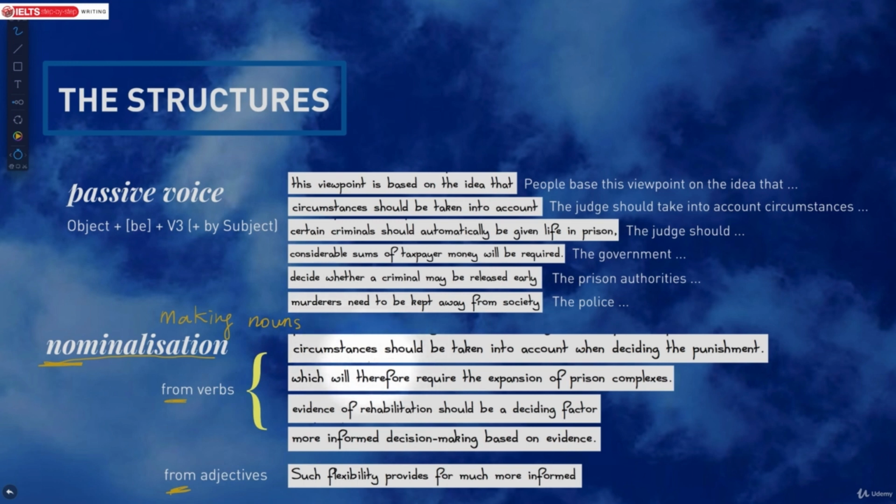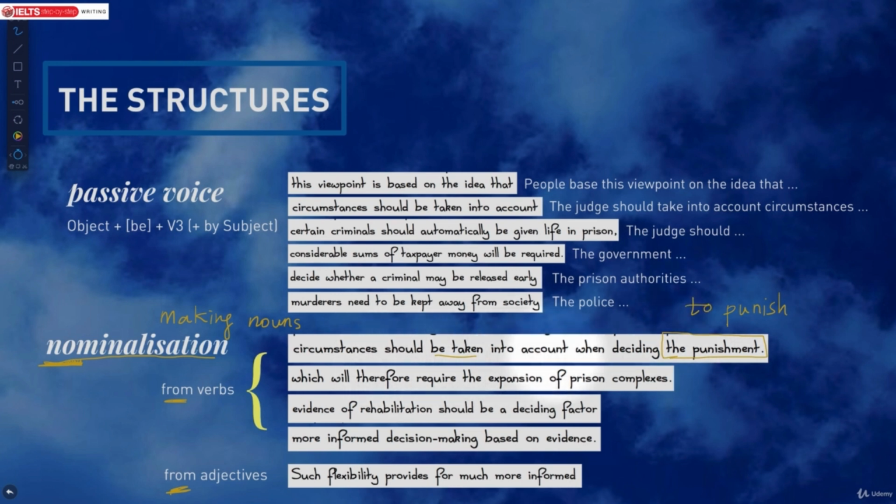Okay, and the reason why we use nominalization, again, is that it makes our language sound more formal and more academic. So let's have a look at this. Circumstances should be taken into account, this passive voice, by the way, when deciding the punishment. So if you look over here, we can see that this is a noun that's been nominalized from the verb to punish.